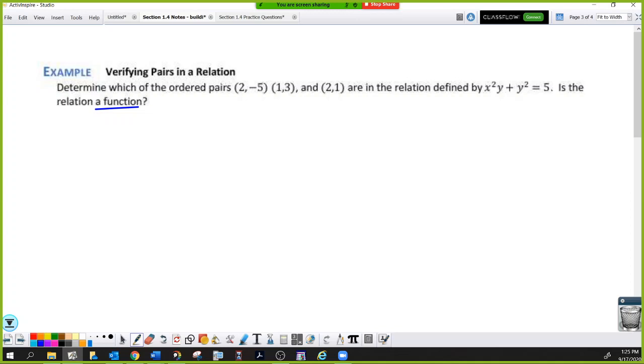Well, we legitimately are just going to plug in those x's and those y's and see if we get a true math statement. So we're going to plug in 2 comma negative 5 like this.